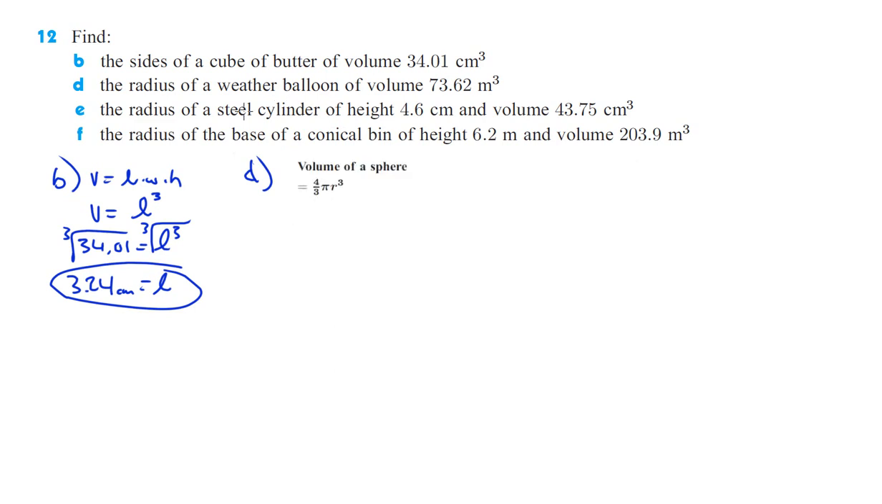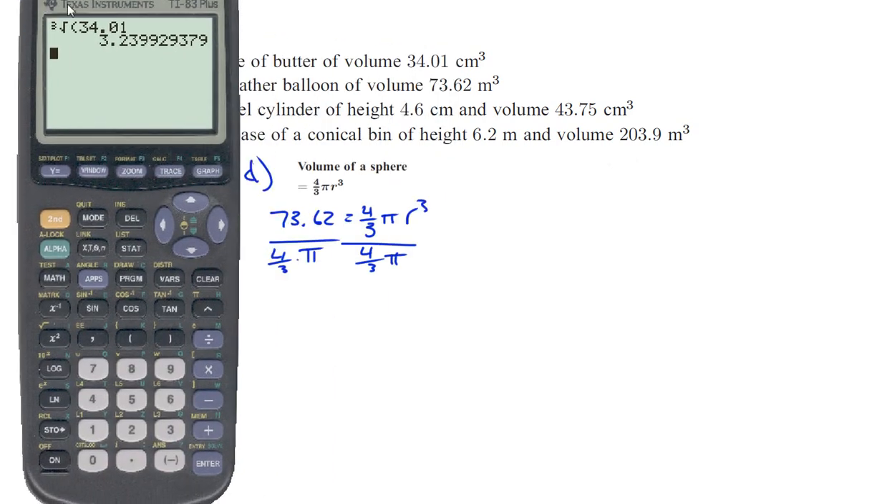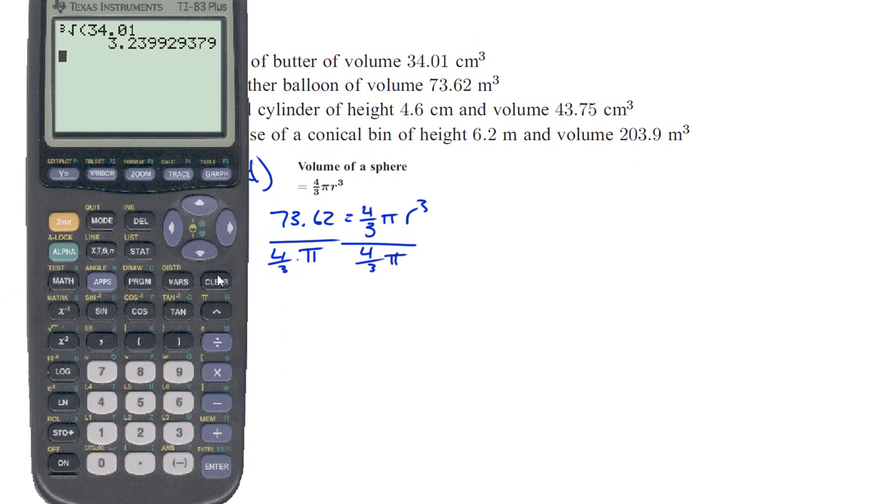So they give us the volume, so we're going to put 73.62 equals 4/3 times pi times the radius cubed, and we're trying to figure out what the radius is, right? So we want to divide both sides by 4/3 and pi. Alright, so let's pull up our calculator and do that.